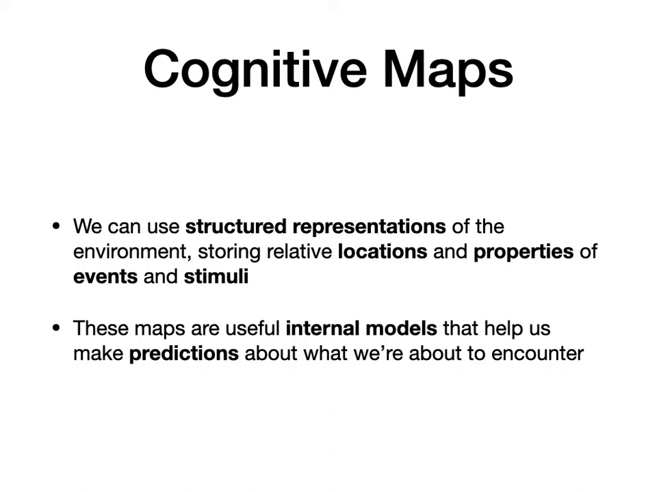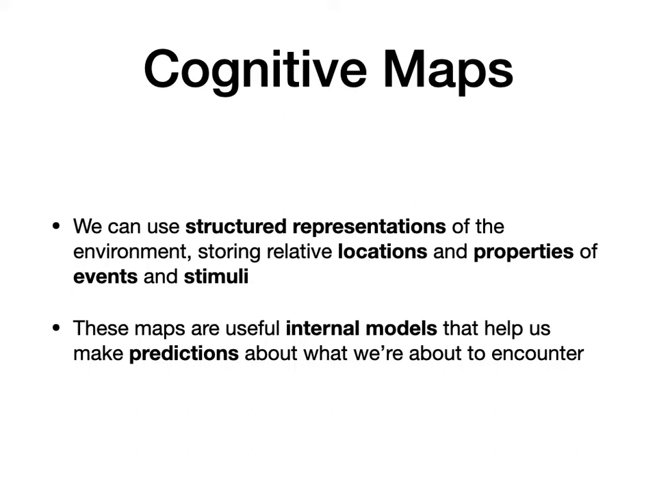So these maps are useful internal models, right? Models, representations, reduced forms of the outside world that help us make predictions. Again, that's the whole point. If basic classical conditioning type scenarios help us make predictions using the actual world stimuli, cognitive maps help us make predictions using an internal form that we hang on to and are able to reuse.